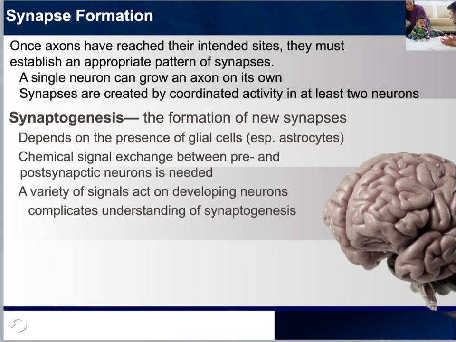Once the axons have reached their intended sites, whether it be through pioneer growth cones or fasciculation, they must establish an appropriate pattern of synapses. A single neuron can grow an axon on its own, but it takes coordinated activity in at least two neurons to create a synapse between them. This is one reason why our understanding of how axons connect to their targets has lagged behind our understanding of how they reach them.